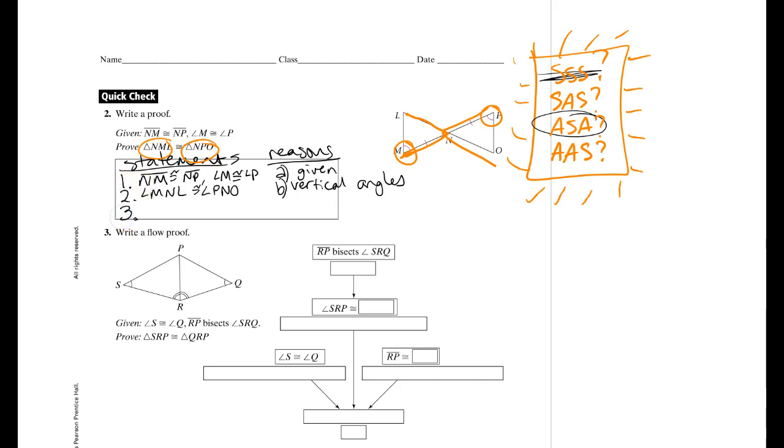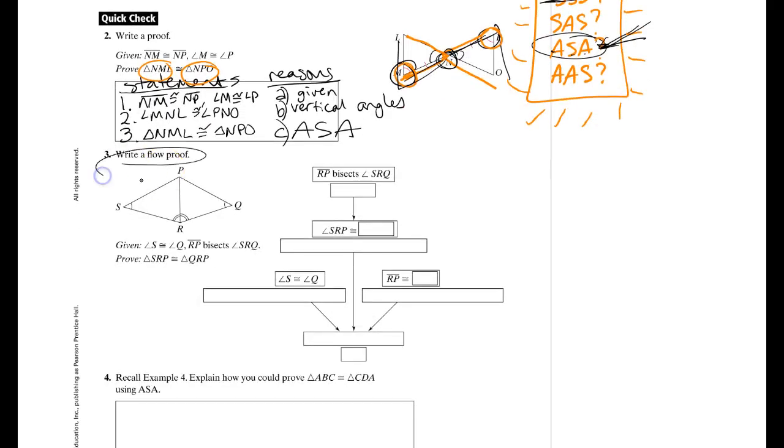So now, I have established an angle, a side, and an angle matching up with an angle, a side, and an angle from the other triangle. So that means I've got my three parts. There it is. Angle, side, and angle. So now I get to write the prove statement. I'm proving it right here. Triangle NML congruent. Oh, they named it this way. NML. So we need to name ours NPO. Triangle NPO. Why can we say that the two triangles are congruent? Because of ASA.